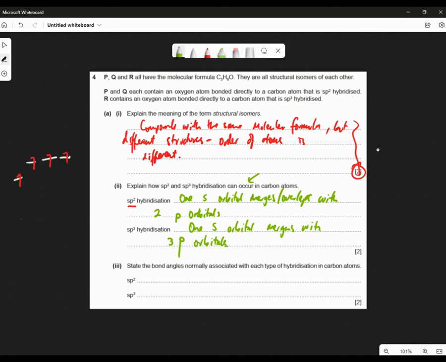State the bond angles associated with each type of hybridization in carbon atoms. If you've got sp2, it's always this, and sp3 is always this. So sp2 is going to be 3 single bonds and the 4th bond is going to be a pi bond. The sp3 is going to be that. In an sp2, this trigonal plane is going to be 120 degrees, and the sp3 is going to be 109.5. So there's that question.